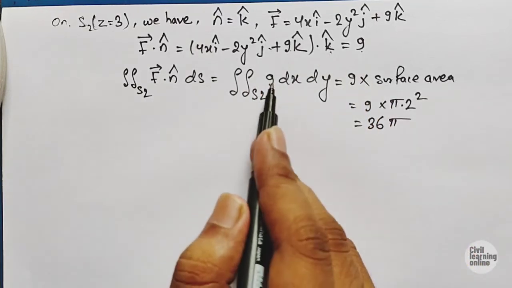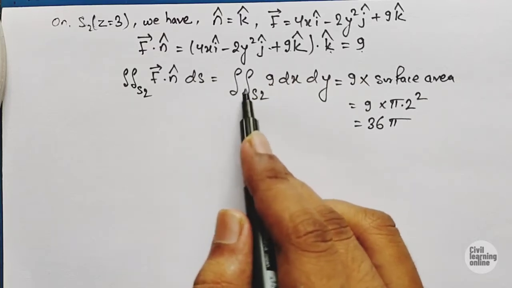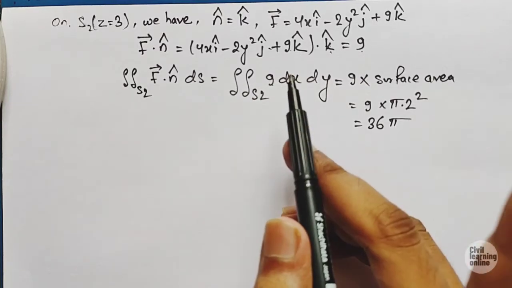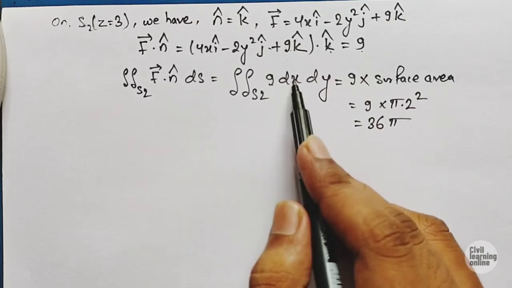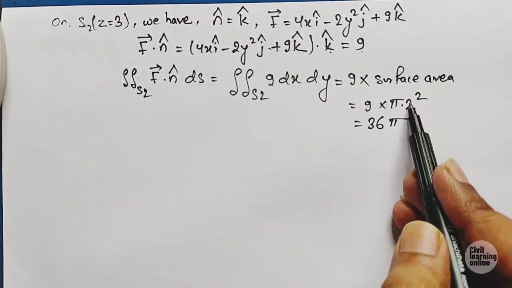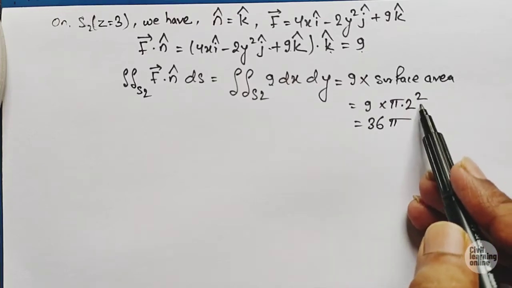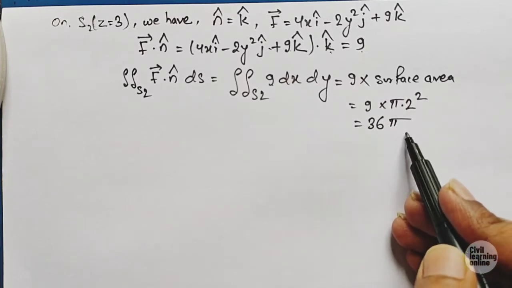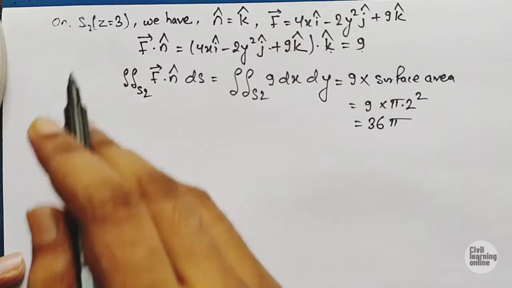Now we have 9 dx dy. The upper surface is a circle, so the surface integral of a constant gives pi r square, and r equals 2 in the given equation, so we get 36 pi. This is for S2, the second surface.